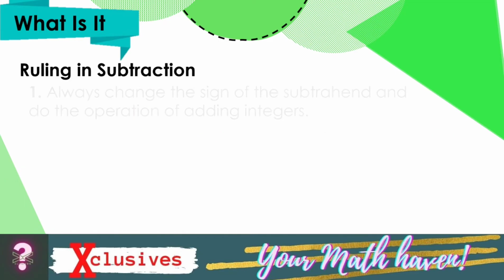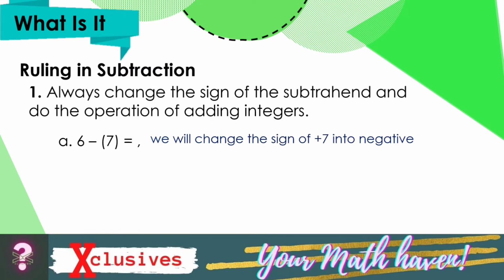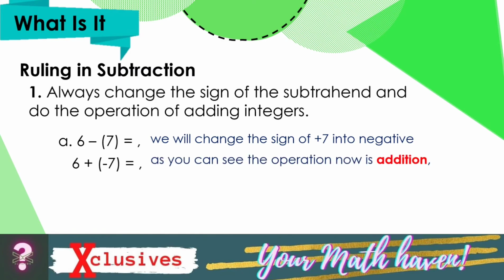Rule in subtraction. Always change the sign of the subtrahend and do the operation of adding integers. With this, I will give you an example. We have positive 6 minus positive 7. We will change the sign of positive 7 into negative. And that's now positive 6 plus negative 7. As you can see, the operation now is addition. 6 plus negative 7 is negative 1. This is the answer.